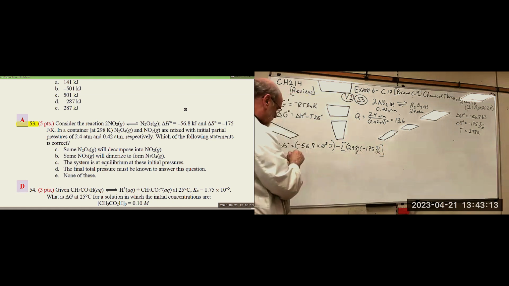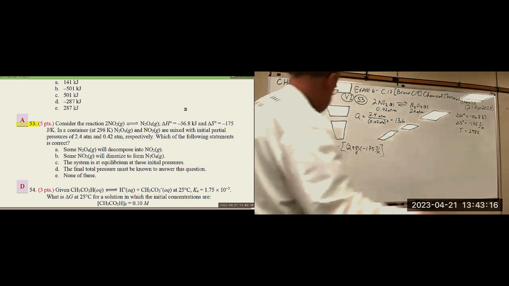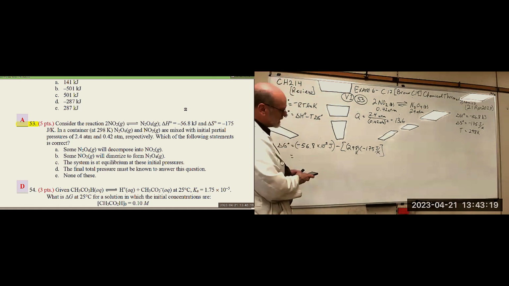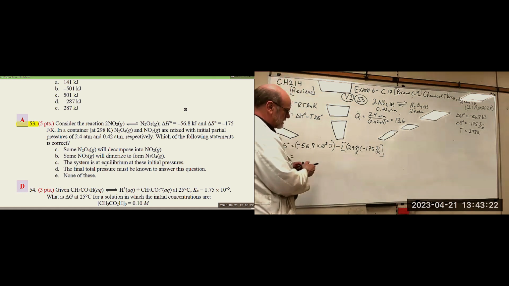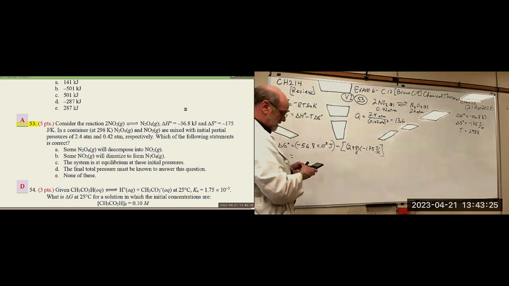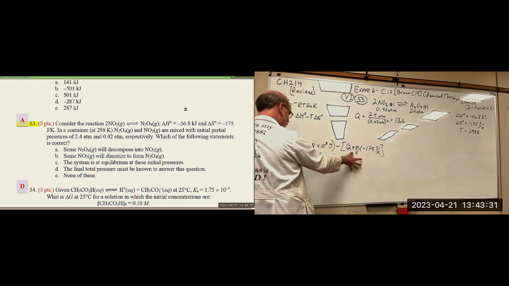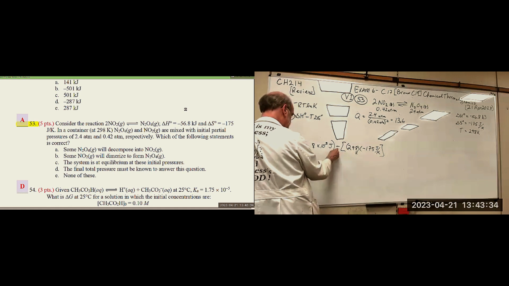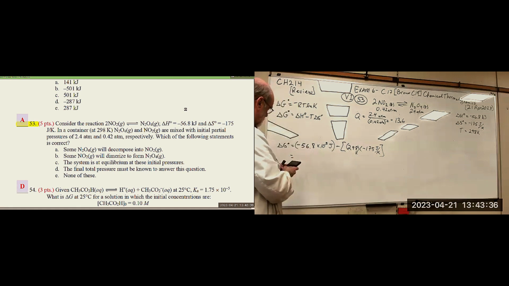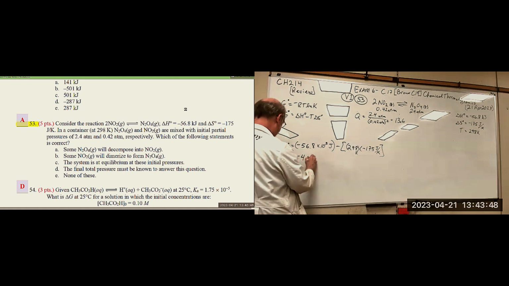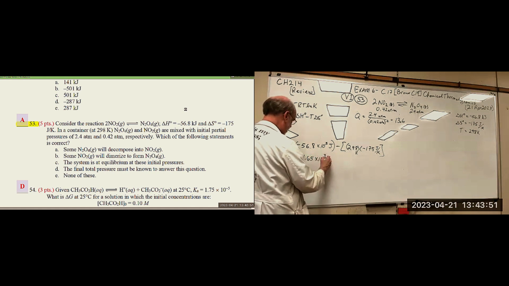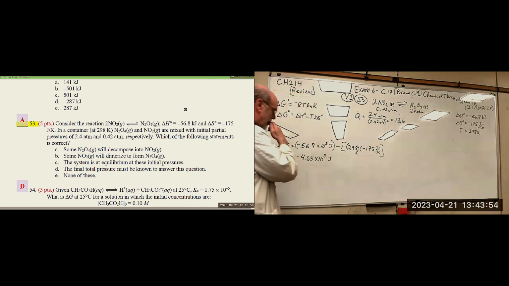So this delta G we'll calculate as 298 times 175. This is a negative and that's a negative, so I'm not even going to change the sign. I'll just leave it like it is. So that's 5.22 times 10 to the fourth. And that makes it positive. And then we subtract this one, 56.8 exponent 3, and subtract. So I get joules.